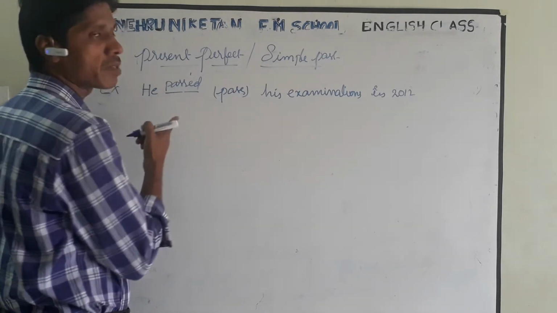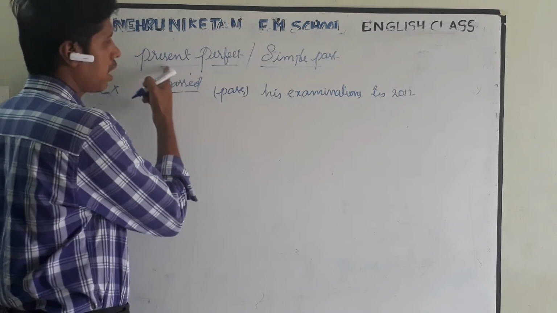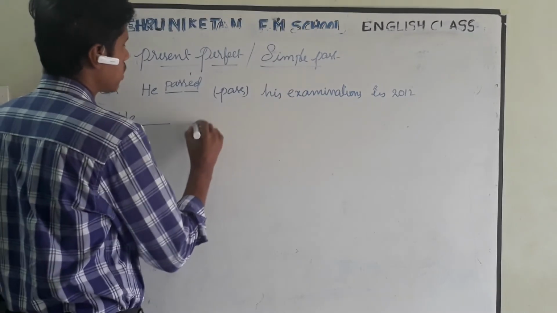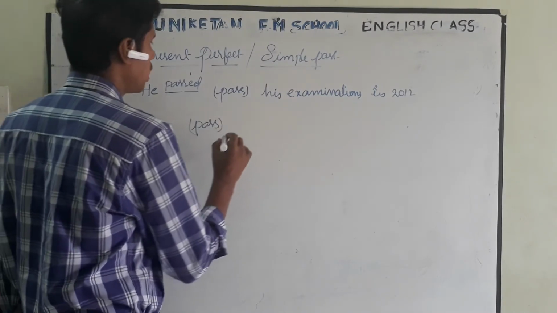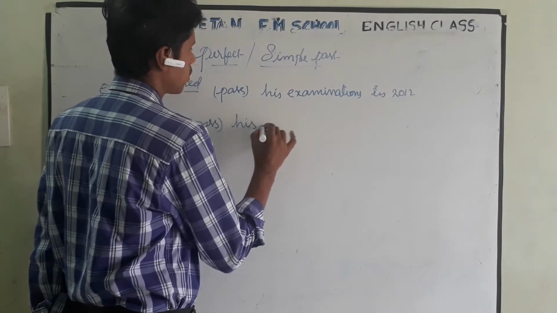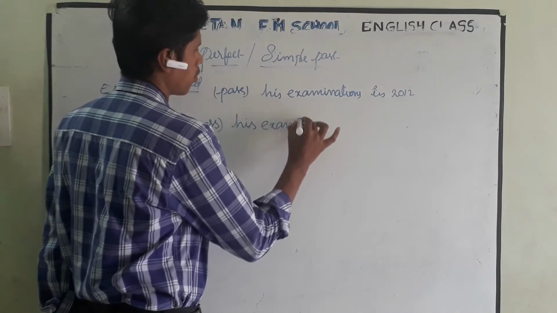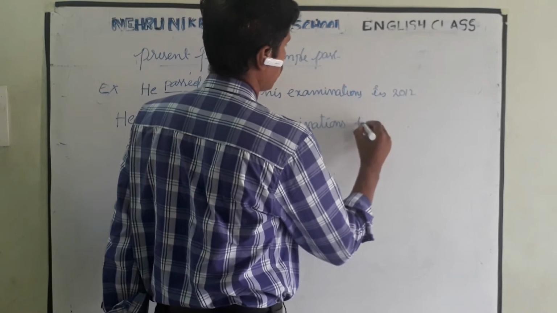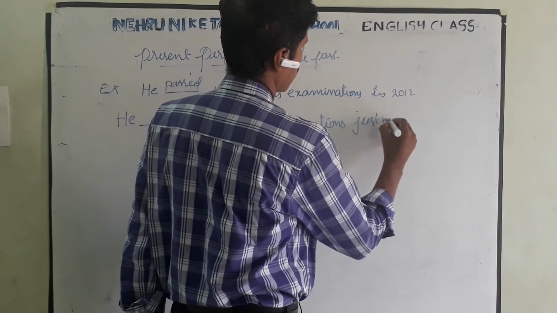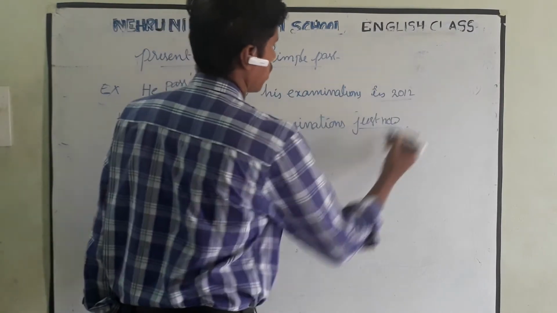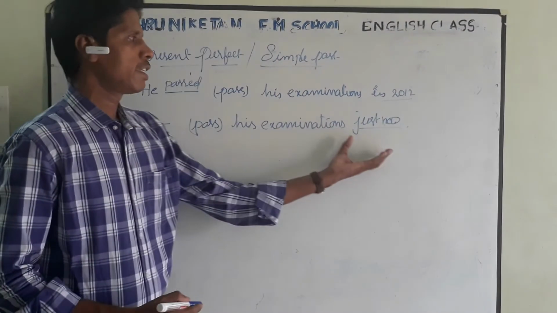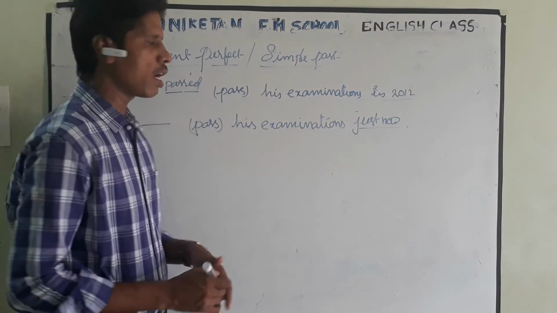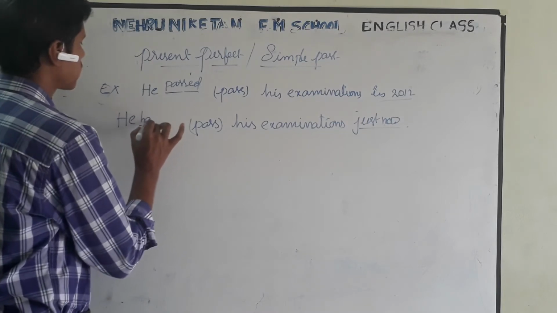And next example, the same sentence, I'll write in present perfect. See, he (pass) his examinations just now. See here the words just now, it is an adverb of time. So he has passed. So automatically he has passed. He has passed.